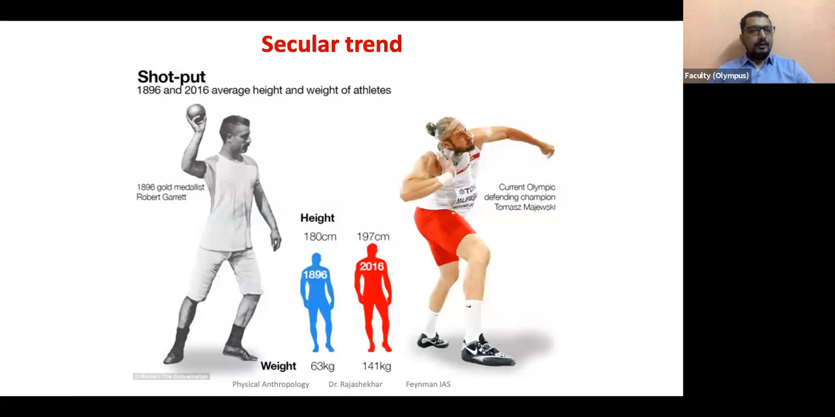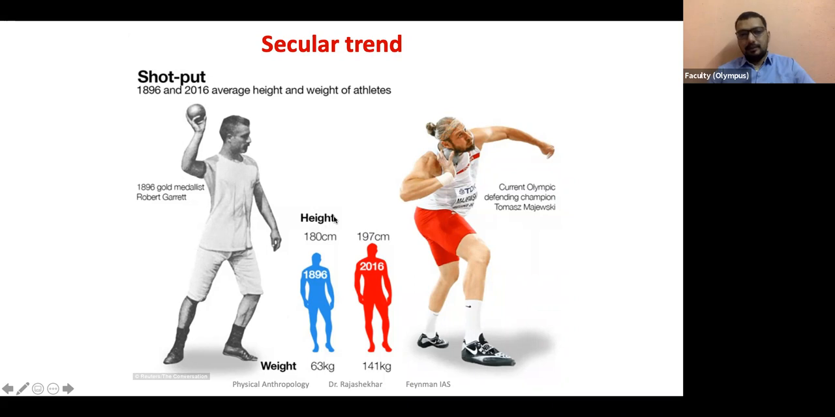And we are seeing a changing trend, a secular trend, that growth is increasing. In menarche, we have seen a trend that the age of menarche is decreasing. Similarly, there is a secular trend in how people are performing. Like we are seeing in the shot put, 1896 and 2016, the average height and weight of the people. How has it changed? In 1896, the height of these individuals was 180 centimeters.